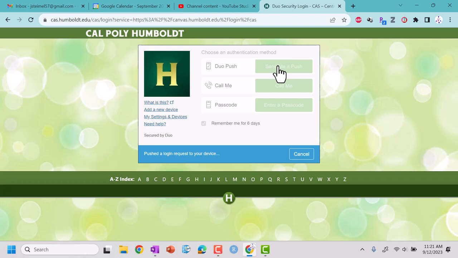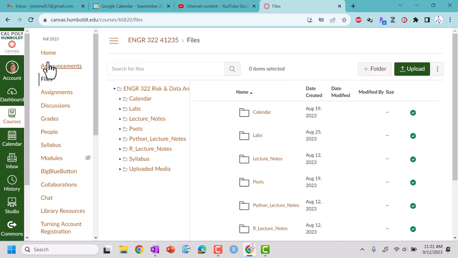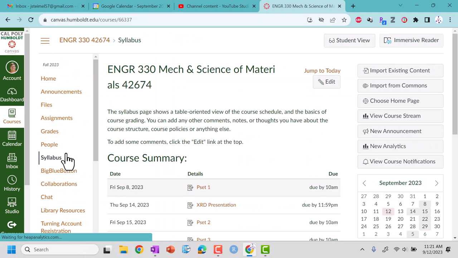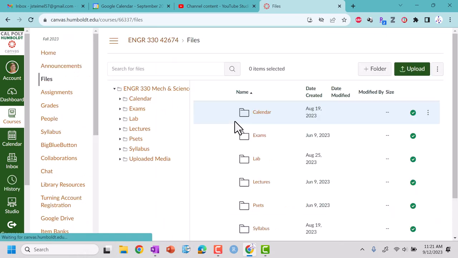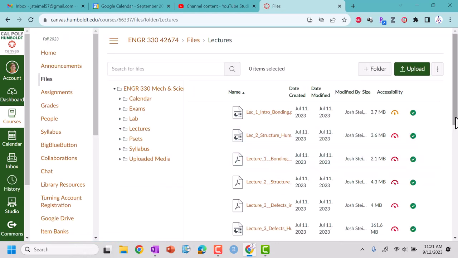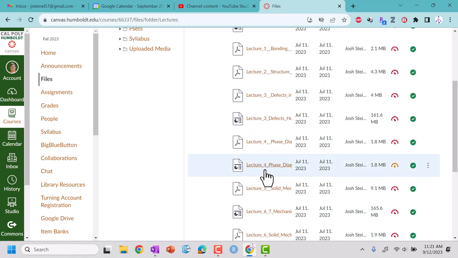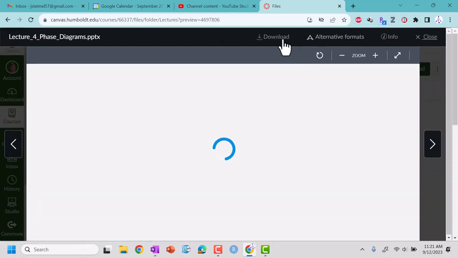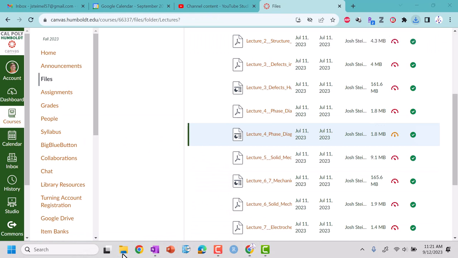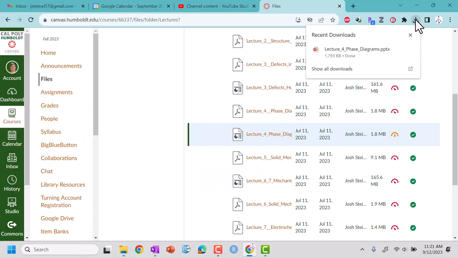So let's go ahead. I'm just going to verify who I am. Then we're going to go to files in our appropriate course, then files, going to go to lectures. And we're going to go to lecture 4, and we're going to identify some phase diagrams. Let's download it. Should be good to go. I can actually open that up here.